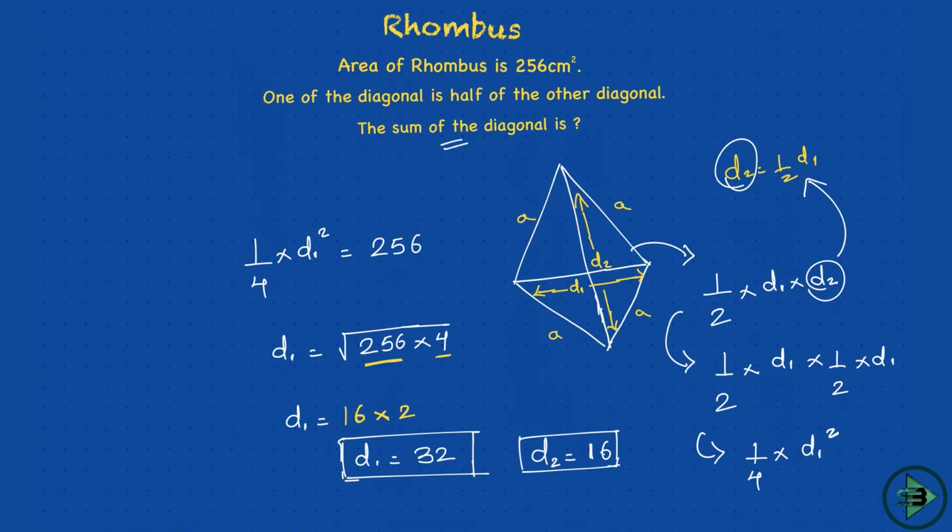What is the sum of the diagonals? Okay, the sum of the diagonals will be 32 plus 16, which is nothing but 48, and that is your final answer. The sum of the diagonals is 48.